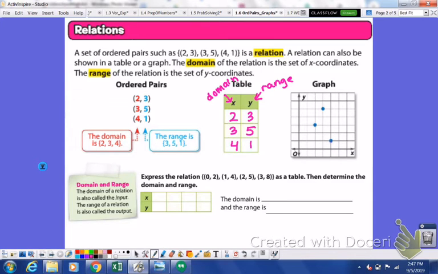Now we want to express the relation (0, 2), (1, 4), (2, 5), and (3, 8) as a table, then determine the domain and range.